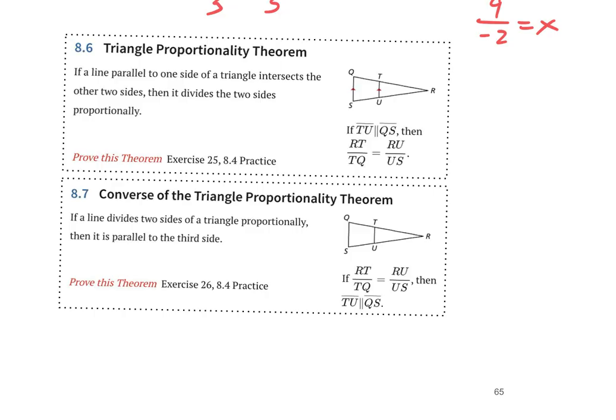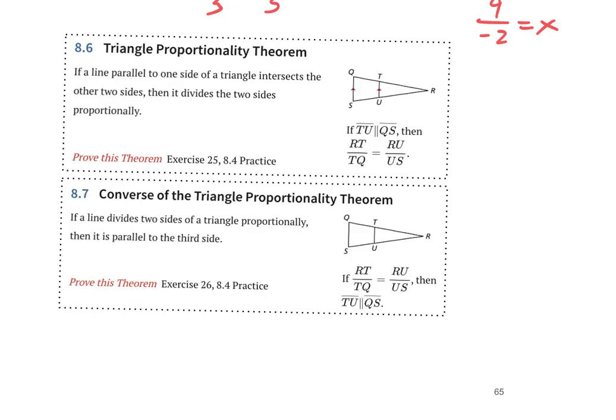And what we mean by that is we don't know for sure if like QT and TR are the same length, okay? We're not saying that T is right in the middle of this. It's not the midpoint. Last chapter we talked about the mid-segment. This is not necessarily the mid-segment. It could be, but it's probably not going to be. We're saying that it's going to divide it proportionally, okay?